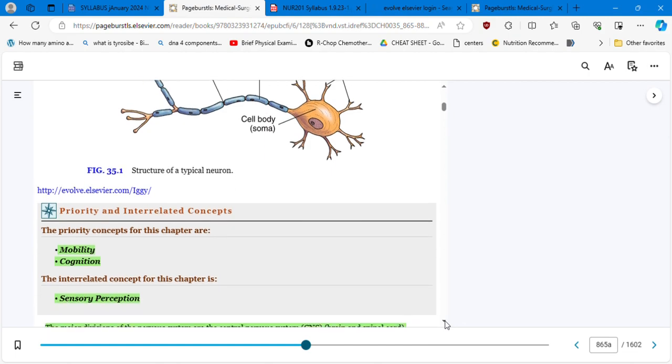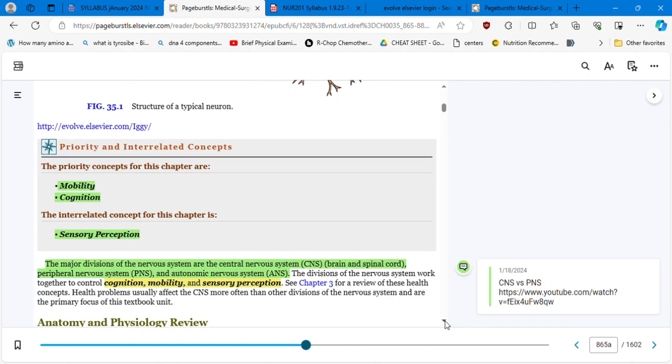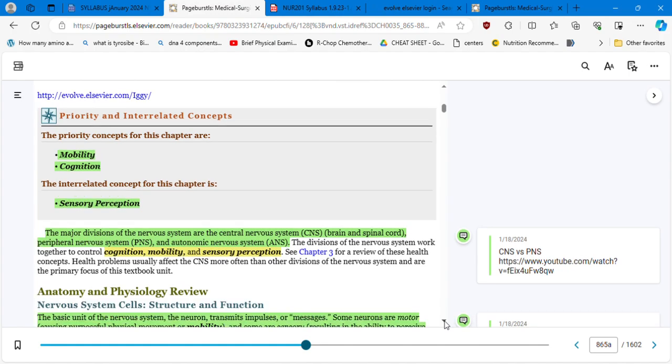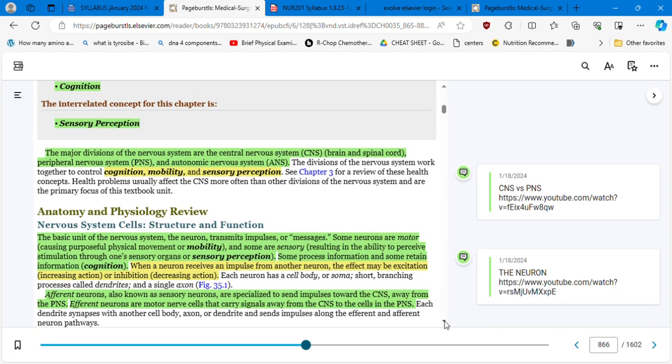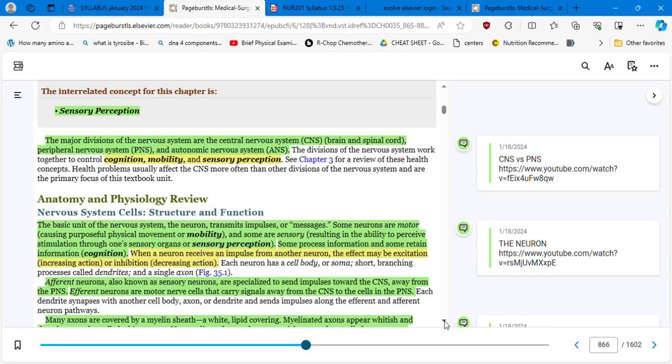Okay, so the priority concepts of this chapter are mobility and cognition, and the interrelated concept for this chapter is sensory perception. The major divisions of the nervous system are the central nervous system, brain, and spinal cord. So the central nervous system is the CNS, right? And that is the umbrella for brain and spinal cord. And the peripheral nervous system, and the autonomic nervous system, okay?